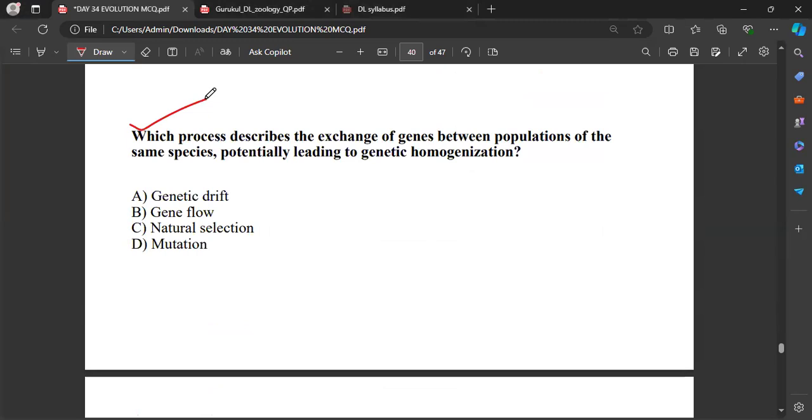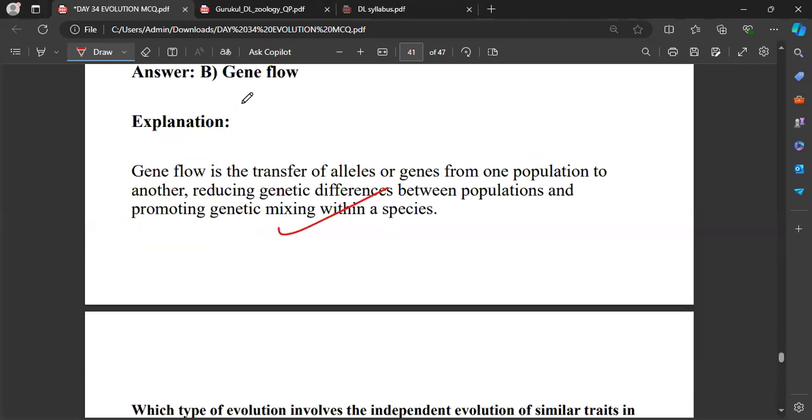Which process describes the exchange of genes between populations of the same species, potentially leading to genetic homogenization? Quick, quick, I have to show the PYQ. Okay, that will be gene flow.